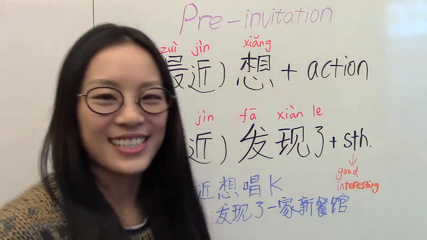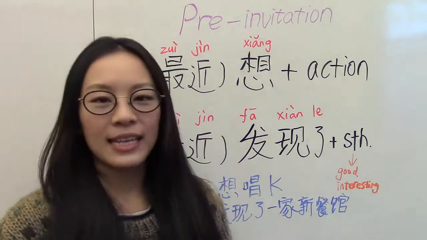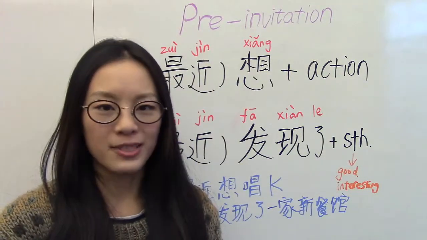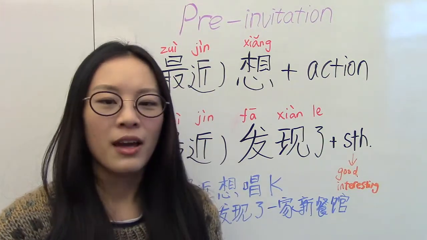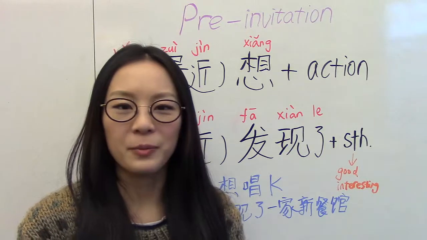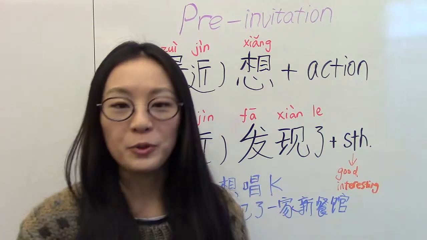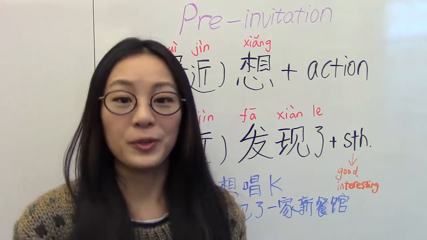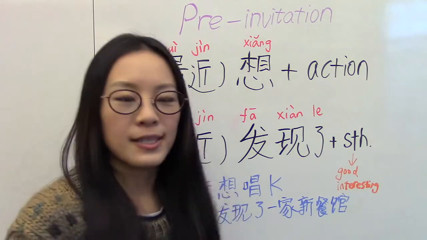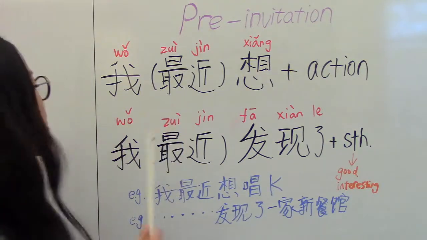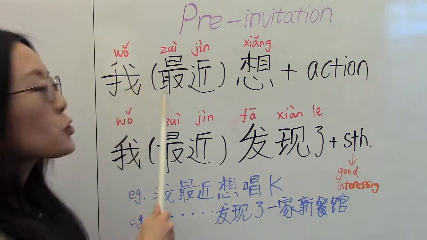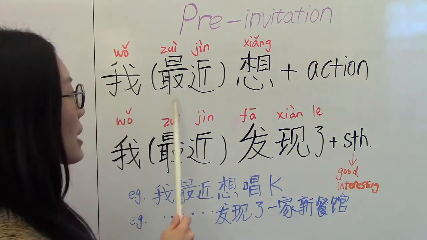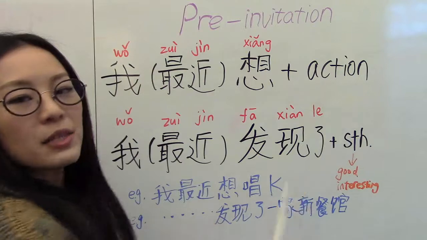Last but not least, you can make a pre-invitation by addressing your own desire or your own interest. This is even more convenient because whenever you say this, people are more likely to offer themselves voluntarily, which would actually save you work. So the thing works like this. First of all, you could say 我最近想 plus action. What does this mean? I recently feel like doing something.